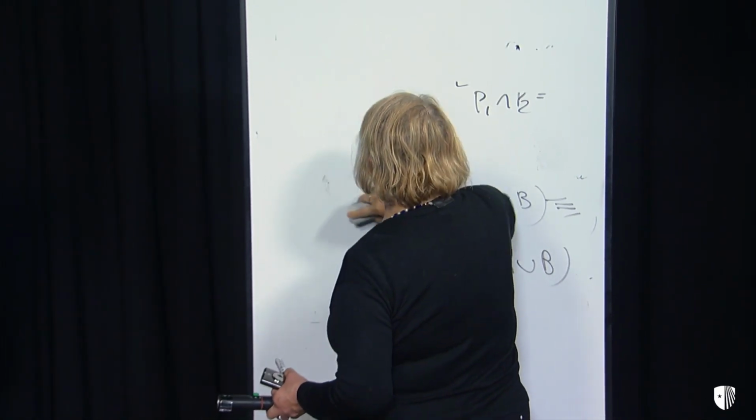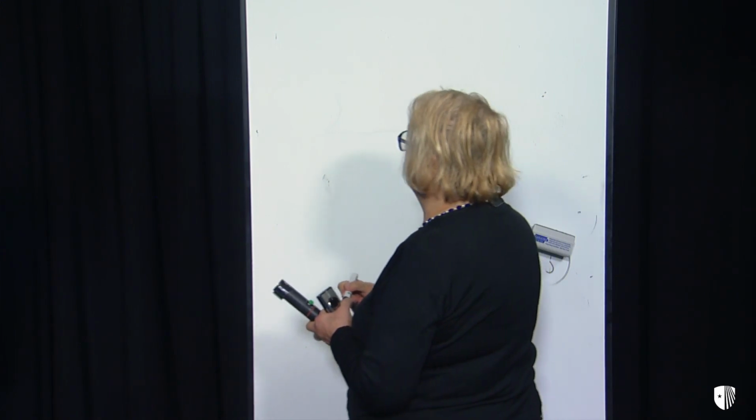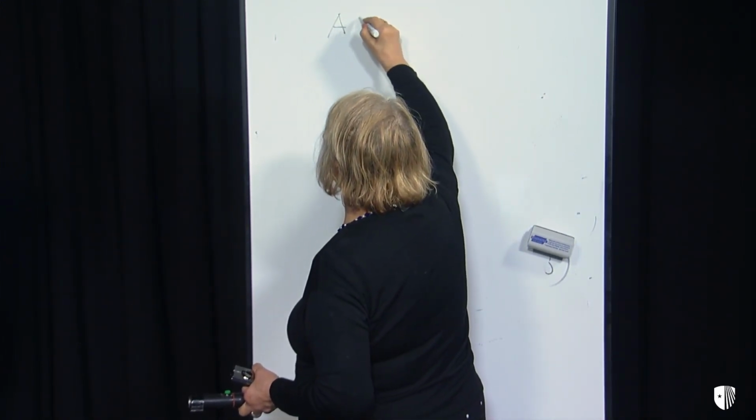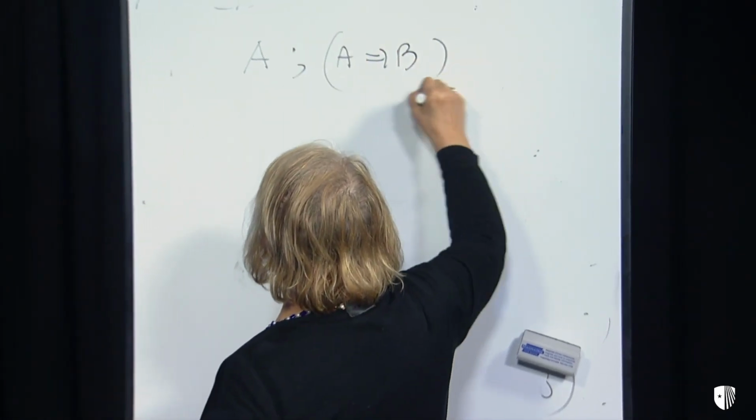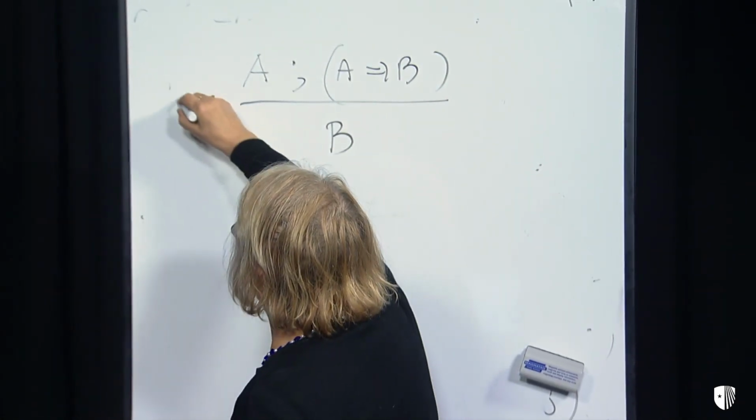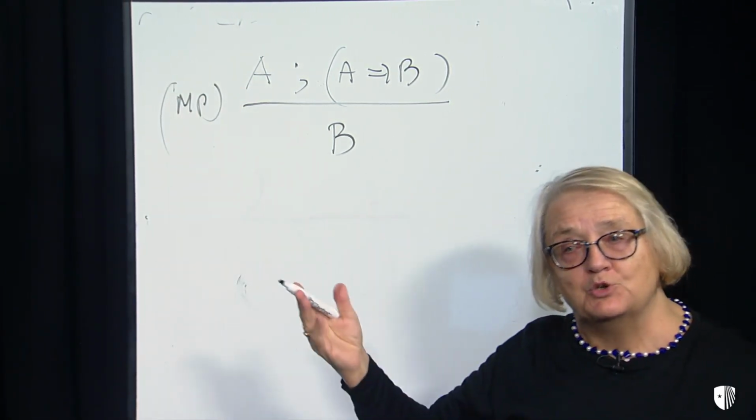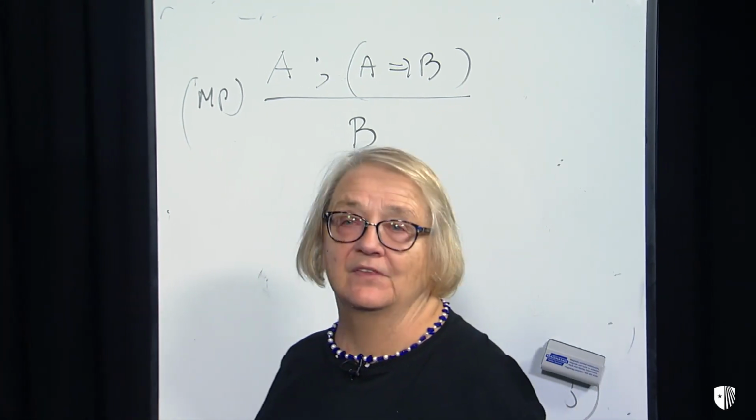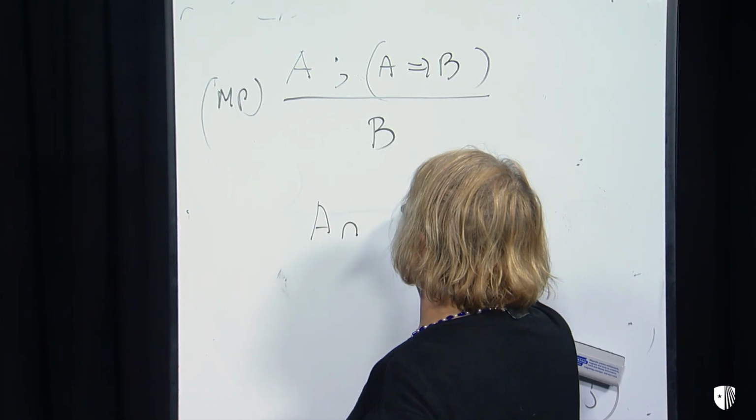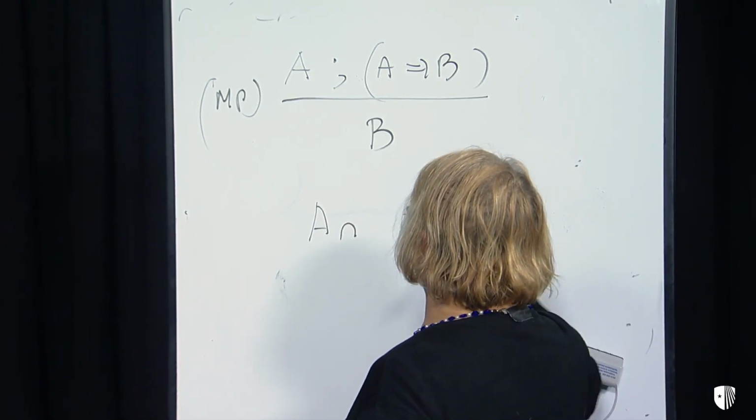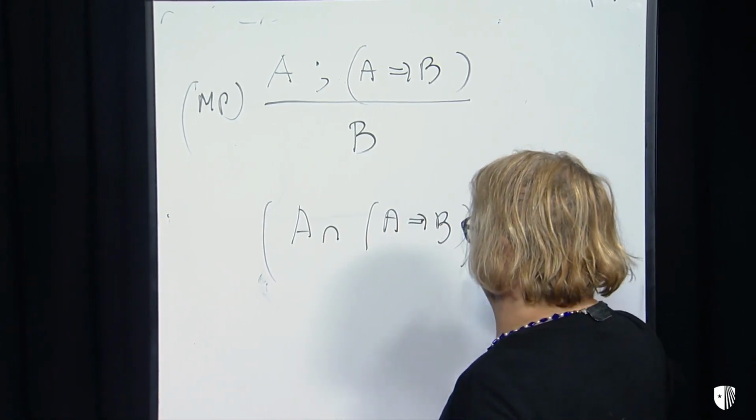Now, modus ponens is not strongly sound. What is modus ponens? You have A, and A implies B, and you conclude B. This is our Hilbert-style modus ponens, which you cannot use for automatic theorem proving. A and (A implies B) is not logically equivalent to B.